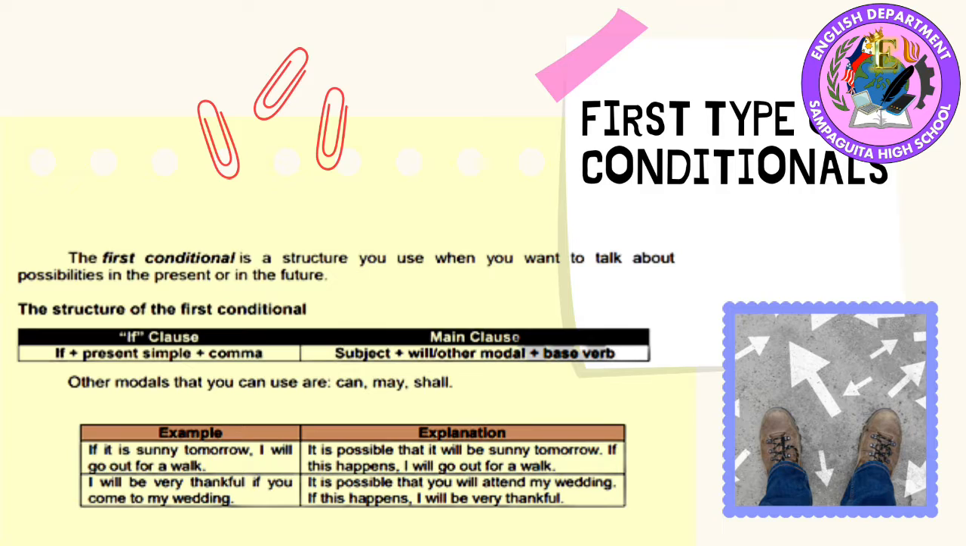I will be very thankful if you will come to my wedding. Okay, so the format of the conditional may be the main clause and then the if clause. It's still okay. In the second example, the main clause is first, followed by the if clause. So the if clause here is if you come to my wedding. So this is the condition. And you have the possibility to come to the wedding. And if this condition is met, then the situation will happen. I will be very thankful. Do you understand?